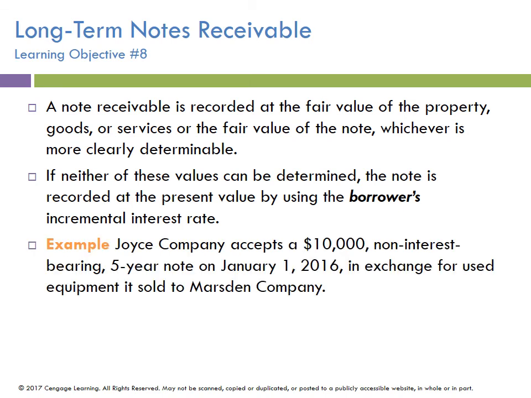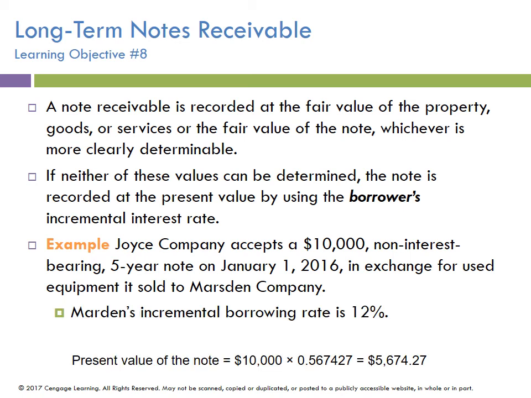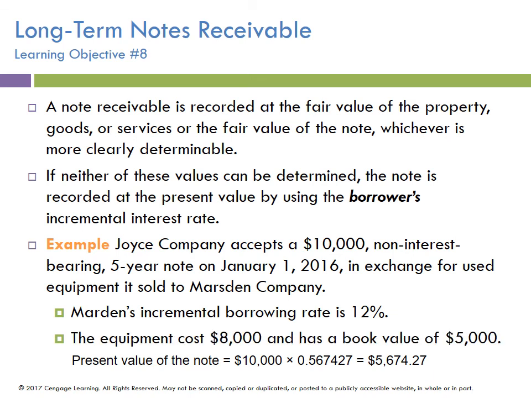Take a look. Joyce Company accepts a $10,000 non-interest bearing, there it is, 5-year note on January 1st in exchange for used equipment. It's sold to Marsden Company. So, Joyce sold equipment to Marsden. Marsden gave them a $10,000 note, non-interest bearing, due in 5 years. Marsden's incremental borrowing rate is 12%. So we will discount this note of $10,000, 12% interest, 5 years. Its present value is $5,674.27. The equipment cost $8,000 and has a book value of $5,000.